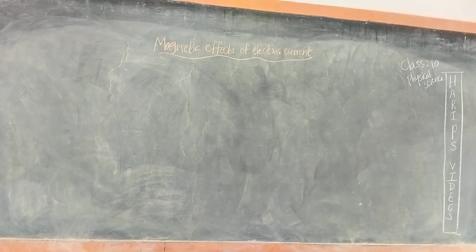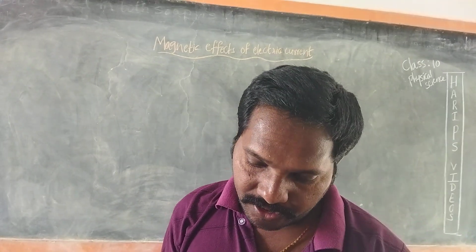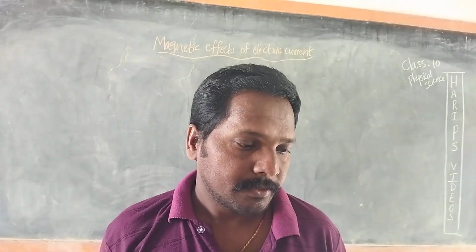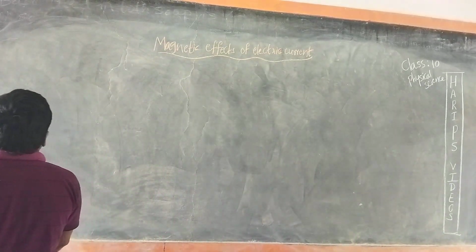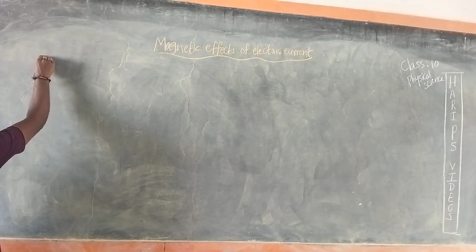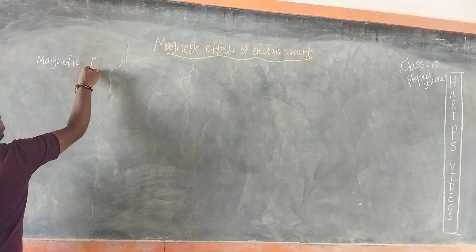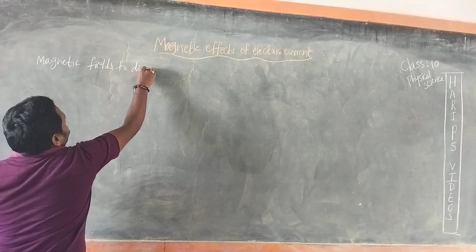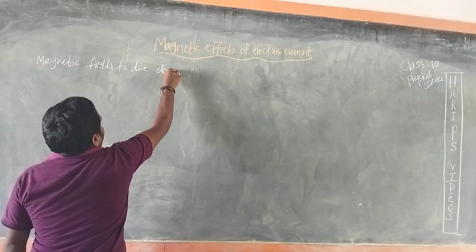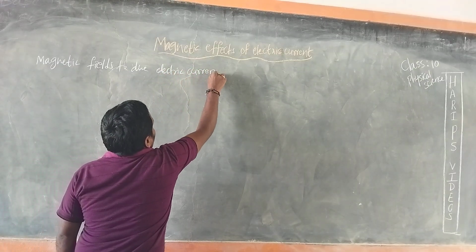Okay, let's start our session. The next topic is the magnetic effect of electric current. The magnetic effect of electric current is that magnetic fields are produced due to electric current. Magnetic field due to electric current.